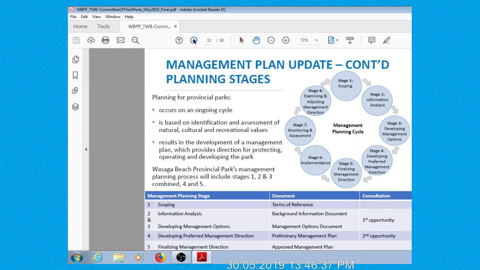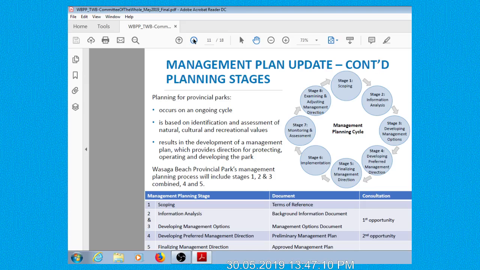The documents, you'll see the table at the bottom. They talk about the scoping of, or the planning stage on the left-hand side, the document that's produced in the individual planning stage, and when the opportunities for consultation occur. The PPCRA, Provincial Parks and Conservation Reserves Act, mandates that you have at least 2 opportunities for consultation, so those are where our 2 opportunities will occur. The background information document and management options document are 2 separate documents. They'll be released for public comment shortly.